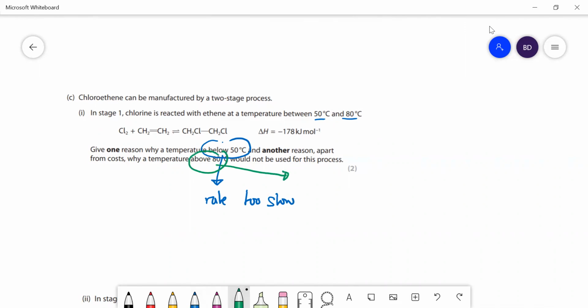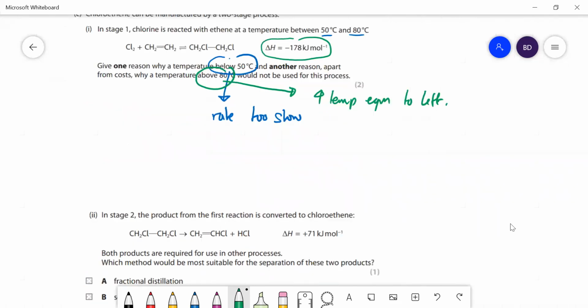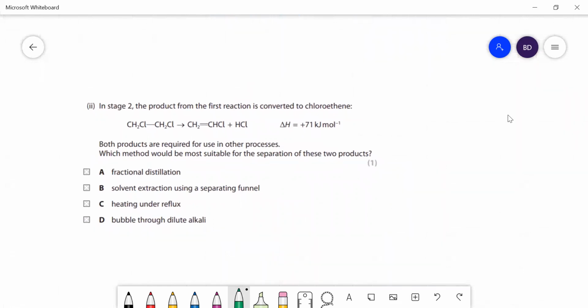Well, if we look at this, this is an exothermic reaction. So Le Chatelier's principle tells us if you increase the temperature too much, the equilibrium will move in the endothermic direction, will move to the left. So the equilibrium yield of the product will be too low if the temperature's too high. So one reason about rate and one reason about equilibrium. In stage 2, the product of the first reaction is converted to chloroethene. Both products are required for use, so they're both useful, the chloroethene and the HCl gas.